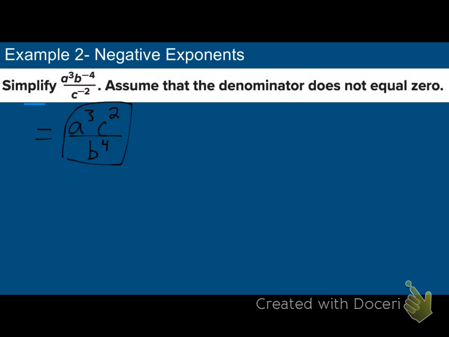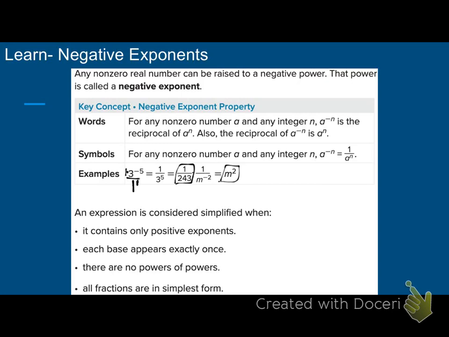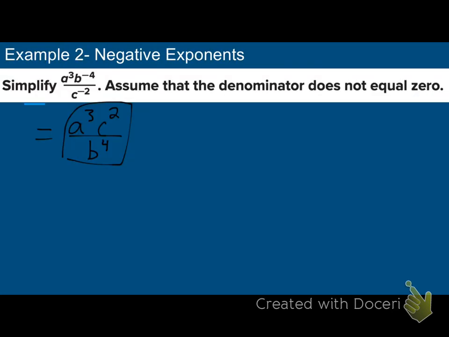Is my fraction in simplest form? Yeah. There's understood to be a 1 here and a 1 here. 1 over 1 can't simplify any further, so it is in simplest form. So, since it meets all 4 of these conditions, my answer is considered simplified, so that's where I stop.